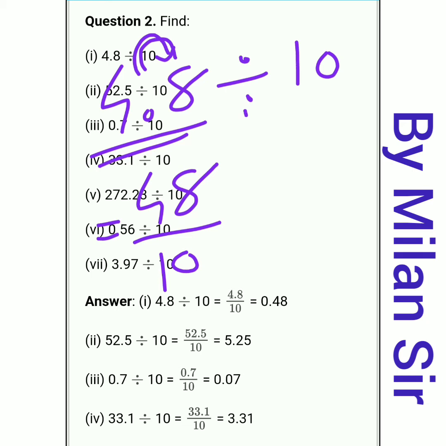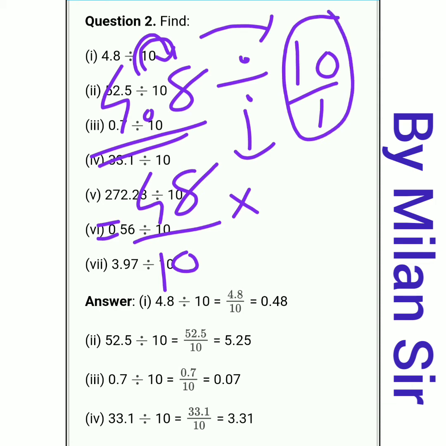Now we need to convert this division into multiplication. Our second number is 10. We need to take the reciprocal of 10. Right now nothing is present in the denominator, so we can write 1. Now the reciprocal of 10 by 1 is 1 by 10. We change the numerator and denominator, so 10 by 1 becomes 1 by 10.